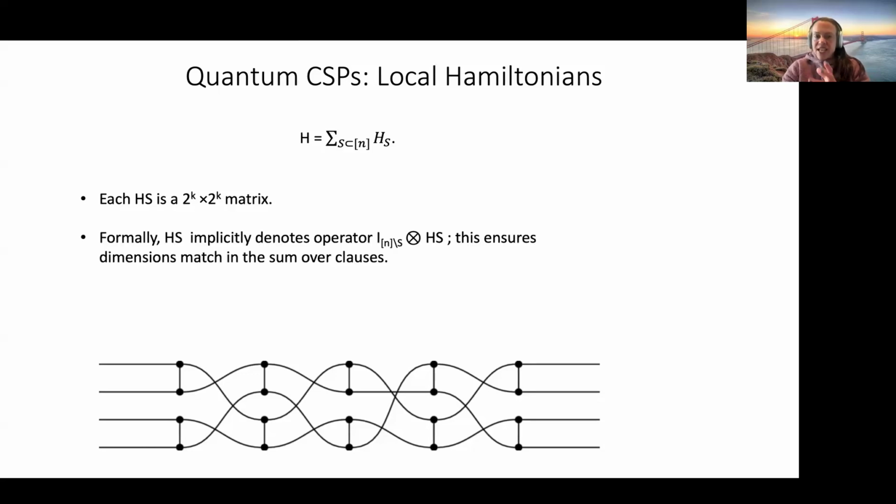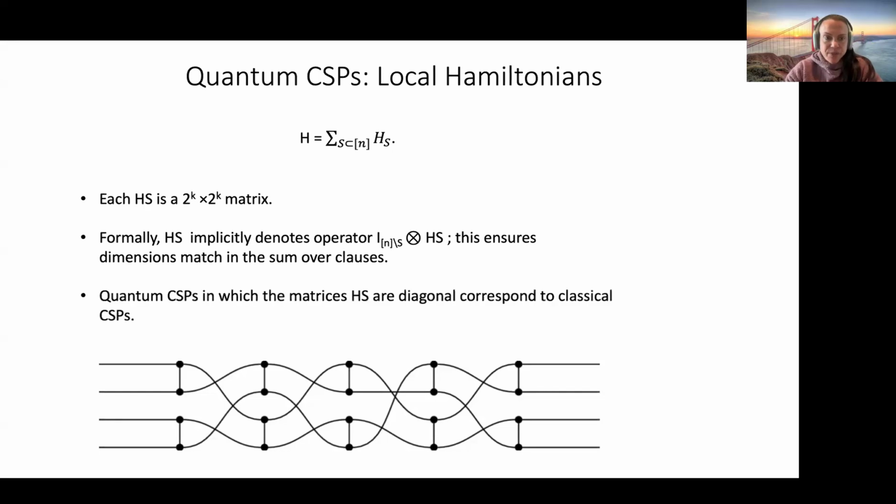And informally, okay, there's a technicality because all the H sub S's need to have the same dimension as H. So you just tensor it with the identity on everything else. So the dimensions match, this is not an issue.